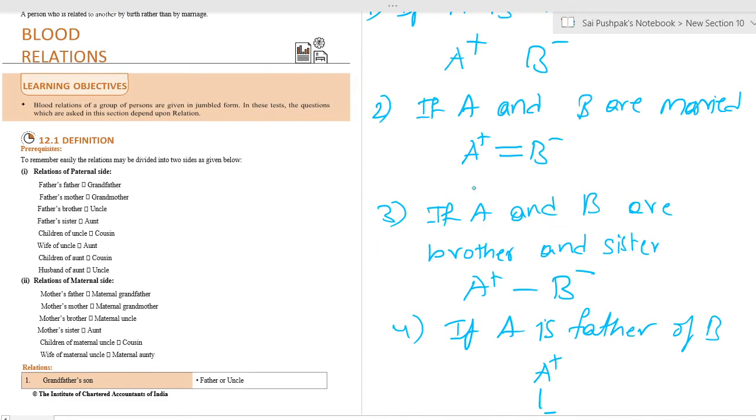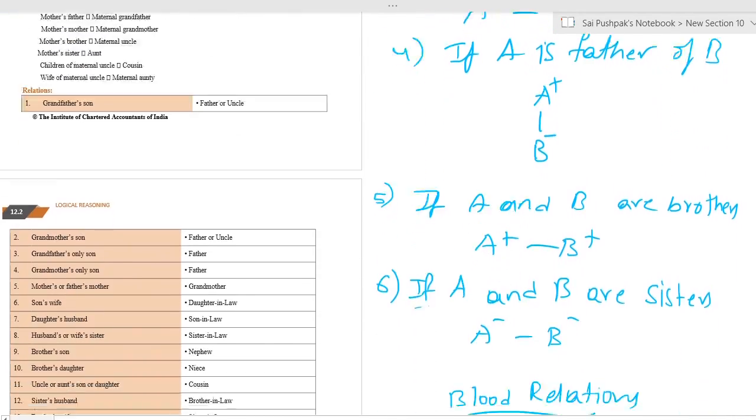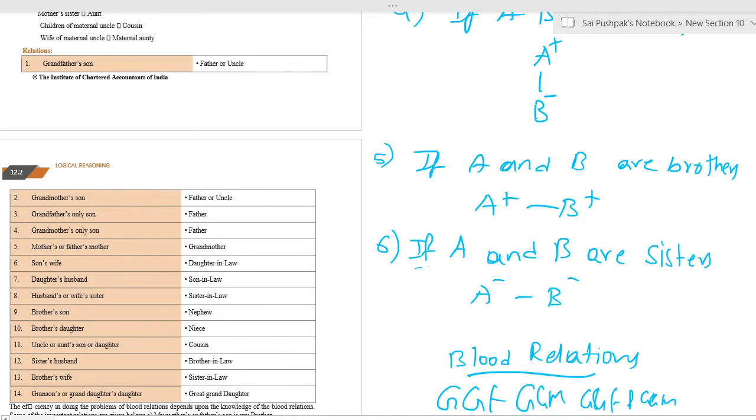If A and B are married, we'll show like this. We'll use two lines to show that they are married. If A and B are brother and sisters, we'll use only one horizontal line. Suppose if A is the father of B, so it means here we will use a vertical line only for us to solve the problems in a better way. We are using like that.